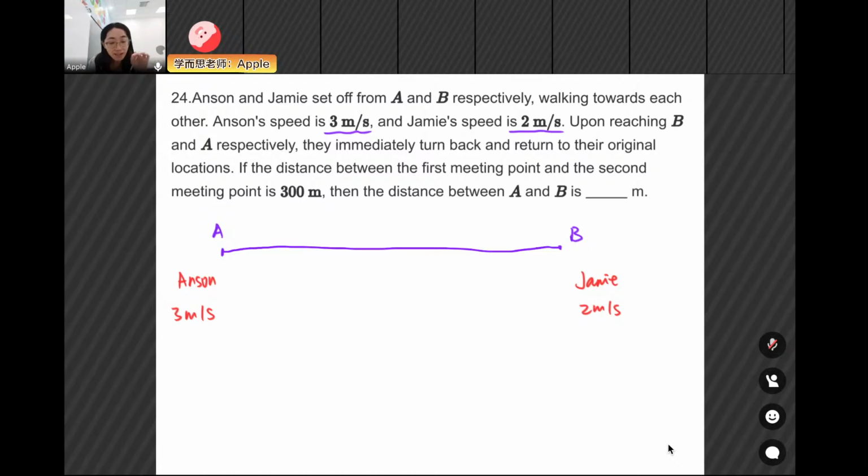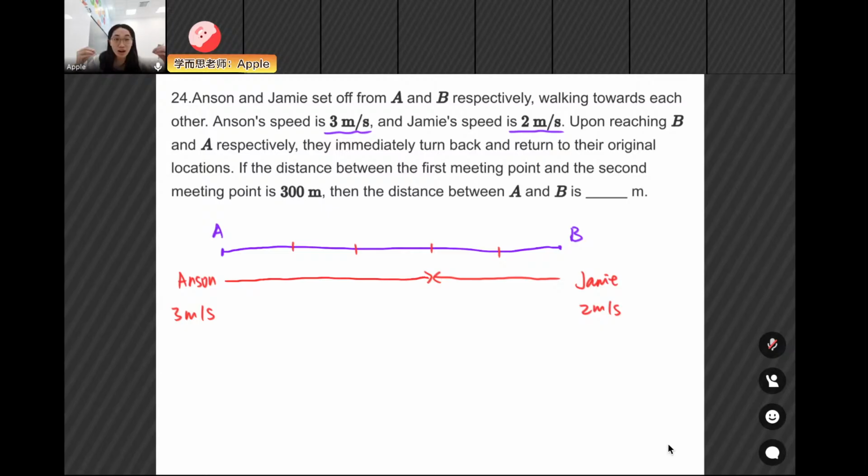Well, for Anson's speed, that is 3 meters per second. Jamie, 2 meters per second. That means when they meet each other, the distance that Anson walked should be 3 times, and then Jamie's distance should be regarded as 2 times, right? So to make it more clear, maybe we just split the road into 5 equal parts. So can you find the first point where they meet each other? Here, Anson moves 3 units, then Jamie moves 2 units.